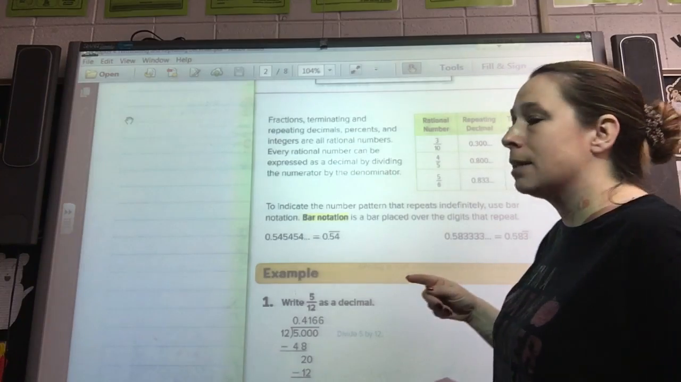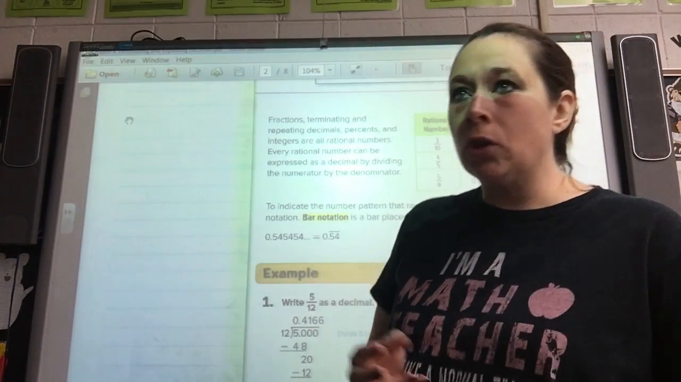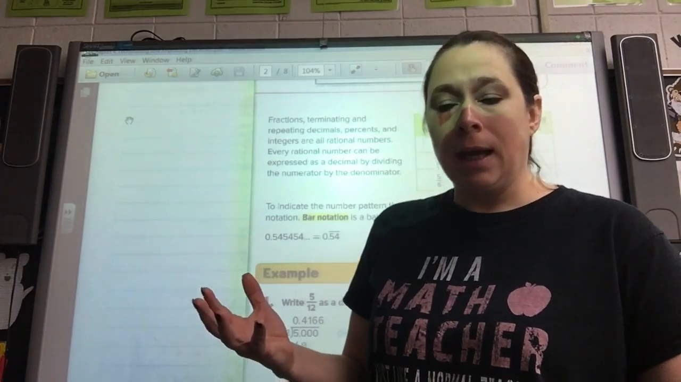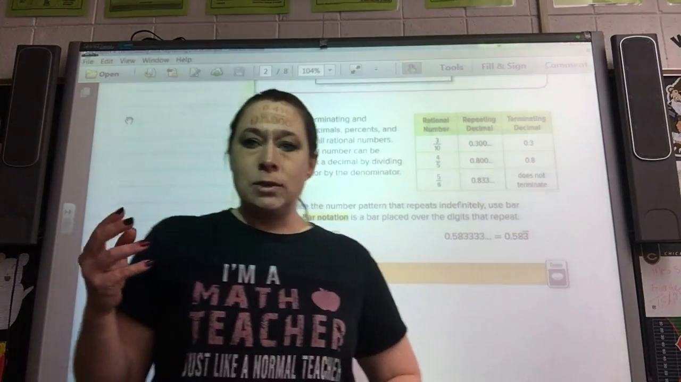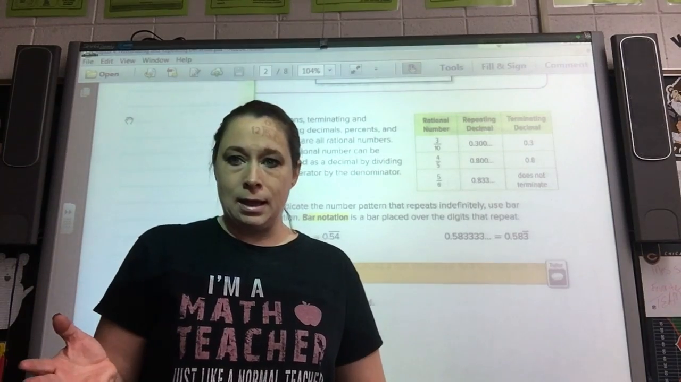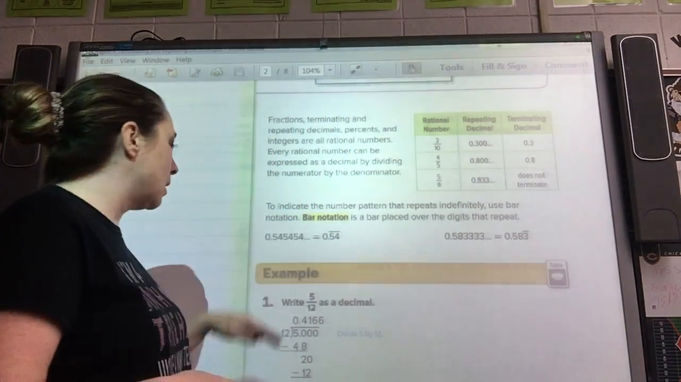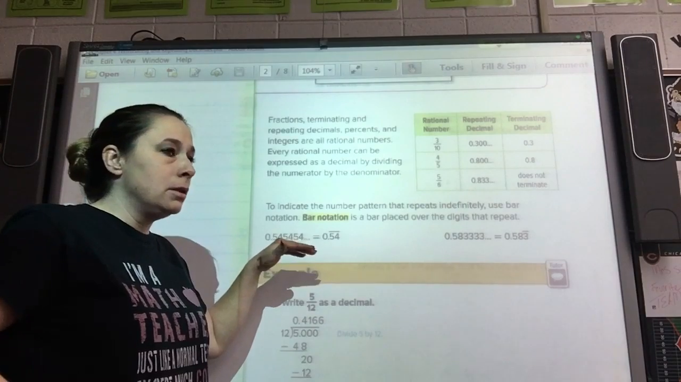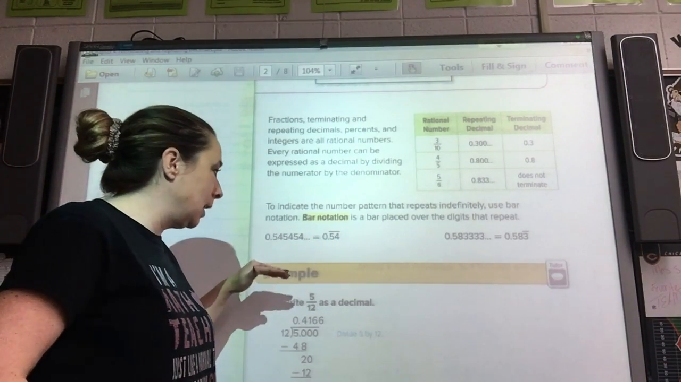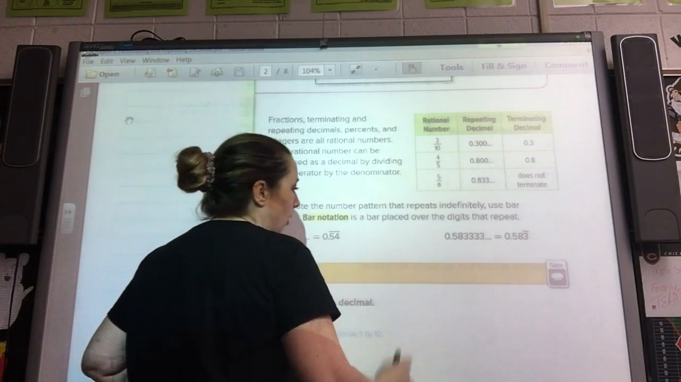Now, it might be something like 0.267267, and that'll keep repeating. As long as you have an amount of digits that keeps repeating the pattern, it's a repeating decimal. It's never going to end, okay? And when it's decided, you put a bar notation on that. And all that is a straight bar over the top.